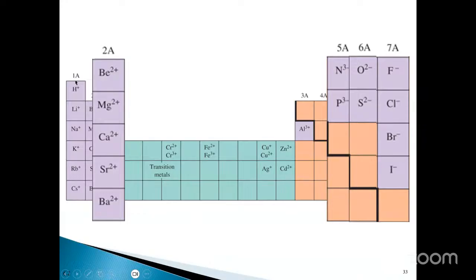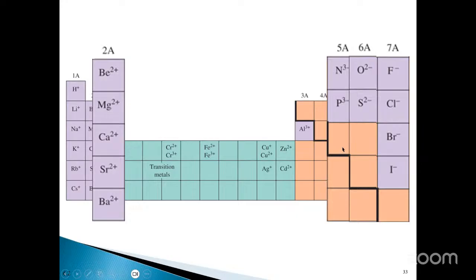What you'll find is that elements belonging to group 1A, which is the furthermost left group or column in the periodic table, tend to form ions with a +1 charge. Elements in the second group here tend to form ions with a +2 charge. And then over here, the elements in group 7A tend to form ions with a -1 charge. Elements in group 6A tend to form ions with a -2 charge. And then elements in group 5A tend to form ions with a -3 charge, all right?